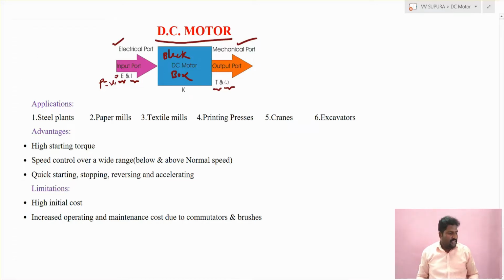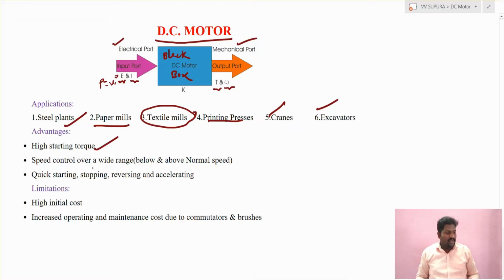Coming to applications, we use this DC motor in steel plants, paper mills, textile mills, printing presses, cranes and excavators. These are the different places where we use DC motors. Coming to advantages, high starting torque. Because of this, previously in electrical traction, we used the DC series motor. Because of the high starting torque, we used it in traction applications.